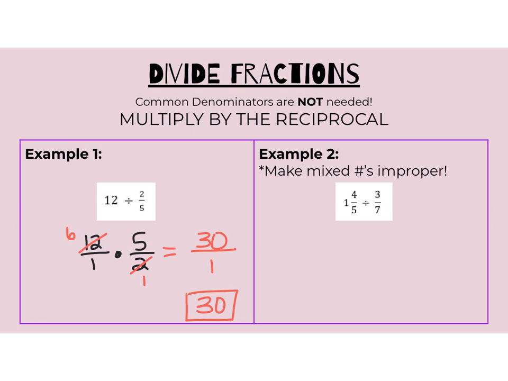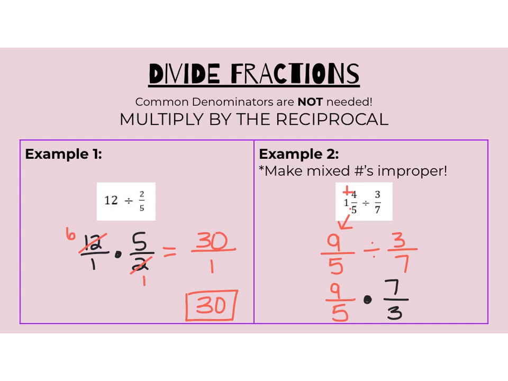Example number 2, we have a mixed number here, so we need to make that improper first. 5 times 1 is 5, plus 4 would give us 9/5, divided by 3/7. I always like to rewrite my problem before I multiply by the reciprocal. So for my second step, we're going to keep 9/5 the same, then we multiply by the reciprocal of 3/7, which would be 7/3.